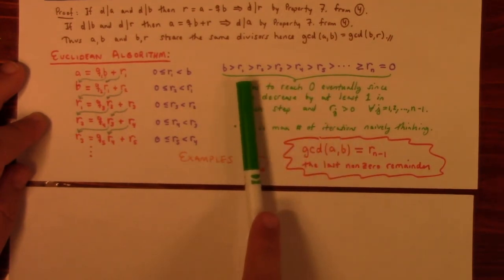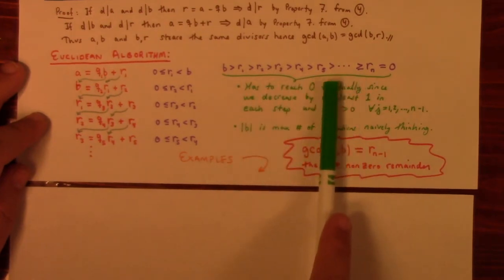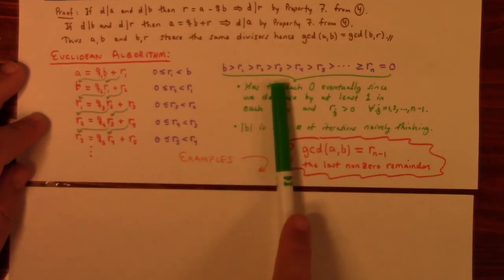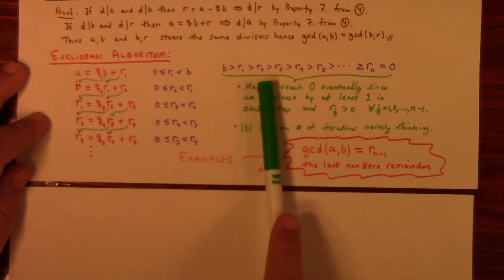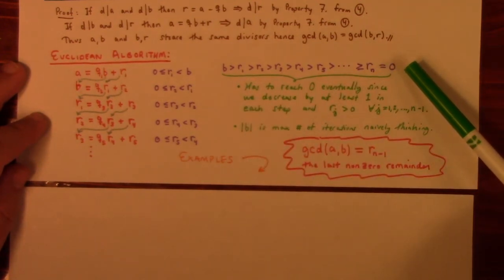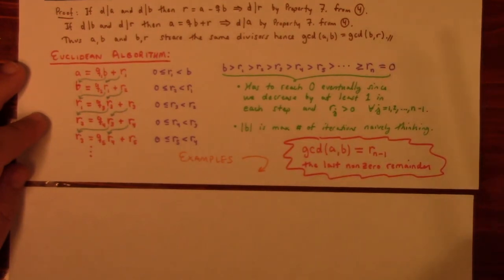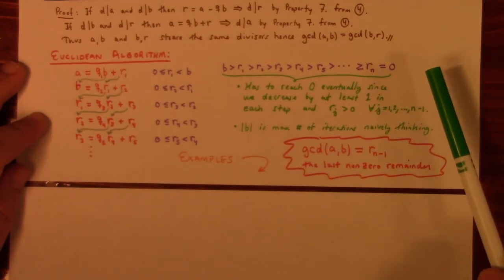Now, if these are strictly decreasing, and b is a number, this has to stop somewhere, because you can't go past 0, because these are all positive remainders. We're using the positive remainder division algorithm. And so eventually they have to reach 0. So there's going to be an nth term which has remainder 0, and that's where the algorithm stops.